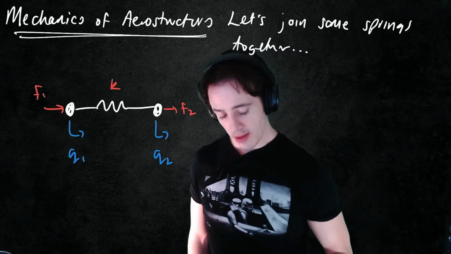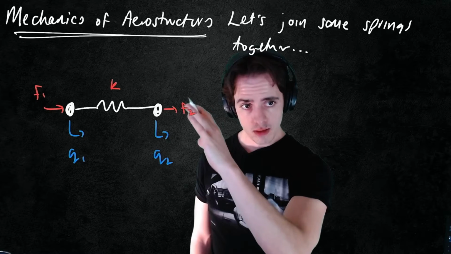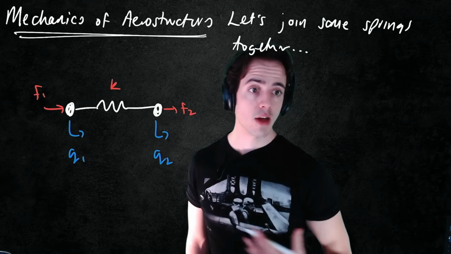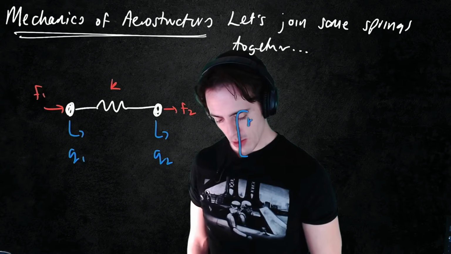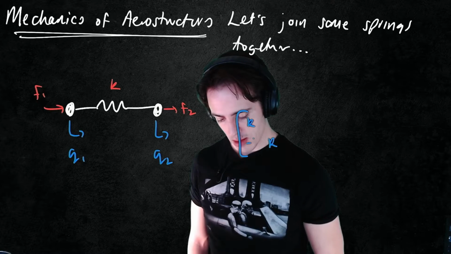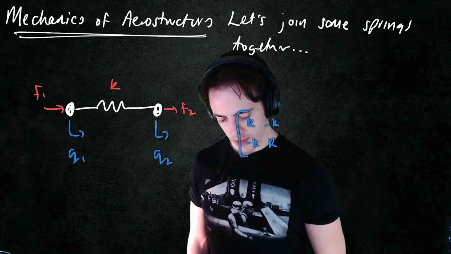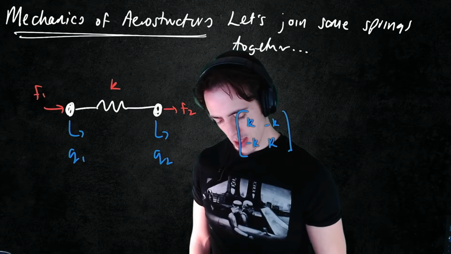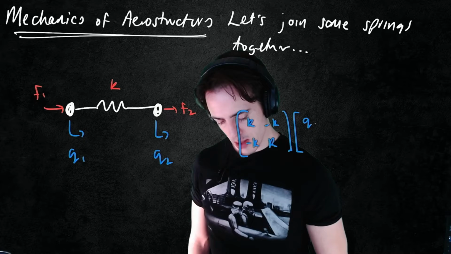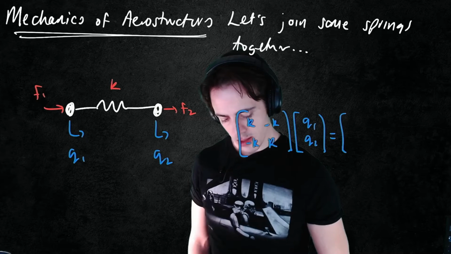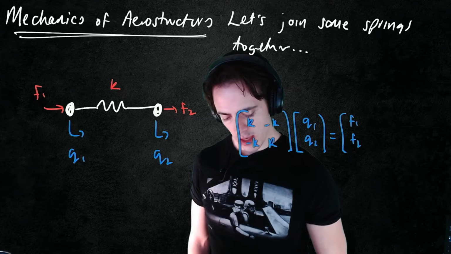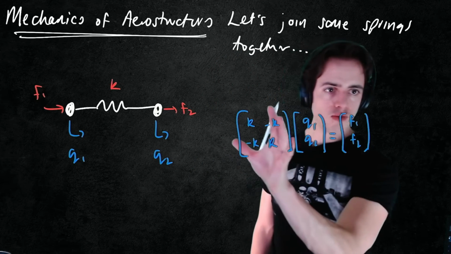And we showed that we can put the constitutive relationships for this spring in matrix form. We end up with a 2x2 stiffness matrix, a 2x1 displacement vector, and the forces F1 and F2. So we're going to be getting used to writing this quite a bit.